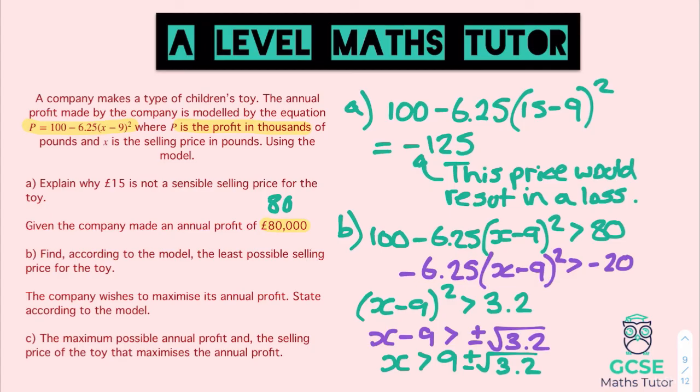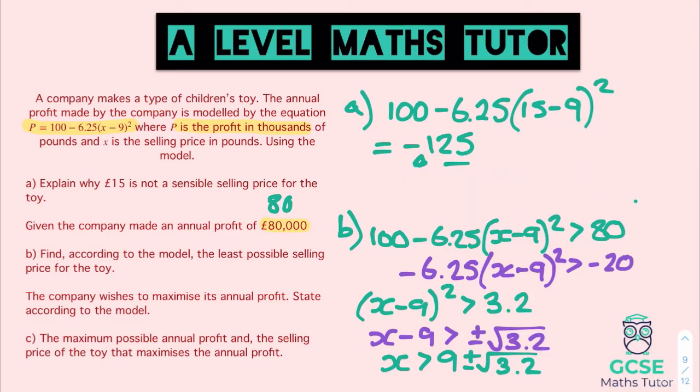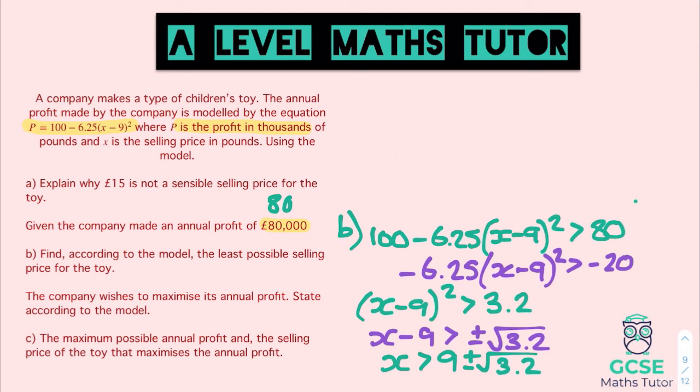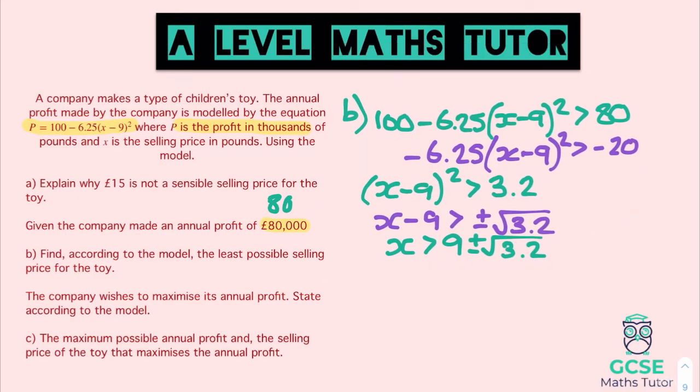Now we have got our final answer here, but we just need to consider which value we actually want, because the question did say find the least possible selling price. So in order to get a profit of greater than 80, it has to be between these two values. If we write this as an inequality, we put it as a joint inequality between these two values. Which of those values is the lower? Is it going to be 9 add the square root of 3.2 or 9 take away the square root of 3.2? It is going to be 9 minus root 3.2 that is our lower value, and 9 plus the square root of 3.2 is our larger value here.